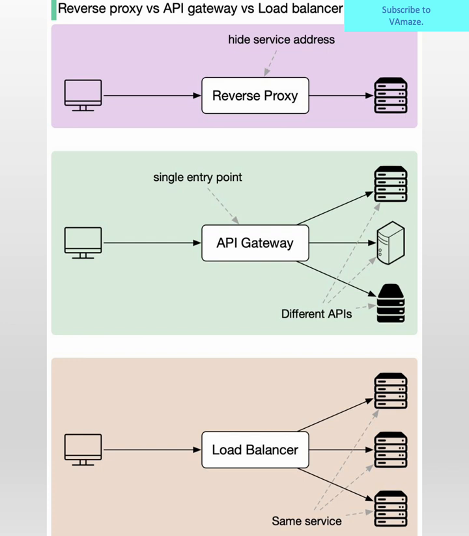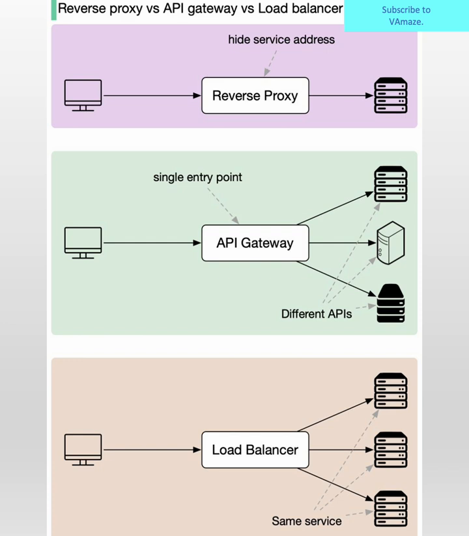Common use cases. Web server protection and optimization, content delivery acceleration, SSL certificate management, and basic request routing. 2. API gateway, the single entry point controller. The unified access pattern. An API gateway serves as a single entry point for all client requests, but with a crucial difference from a reverse proxy.